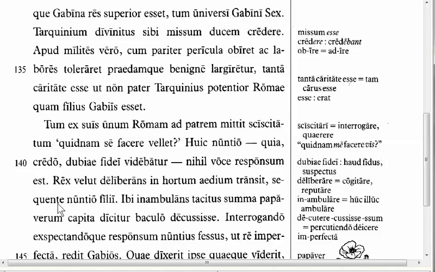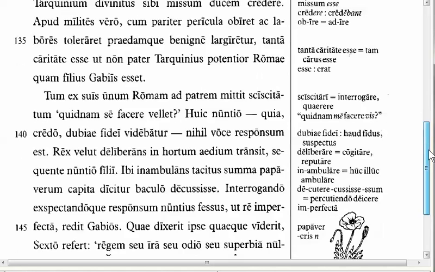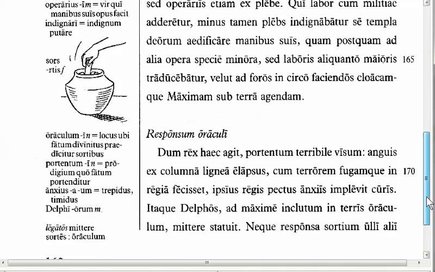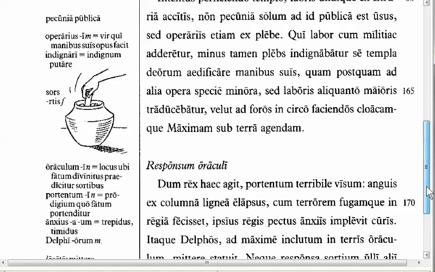The next new feature is in line 166. Okay, so here we have, we'll start with, this is a long section: qui labor cum militiae adderetur, minus tamen plebs indignabatur, se templa deorum aedificare manibus suis, quam postquam ad alia opera specie minora, sed laboris aliquanto maioris traducebatur, velut ad foros in circo faciendos cloacamque maximam sub terra agendam.